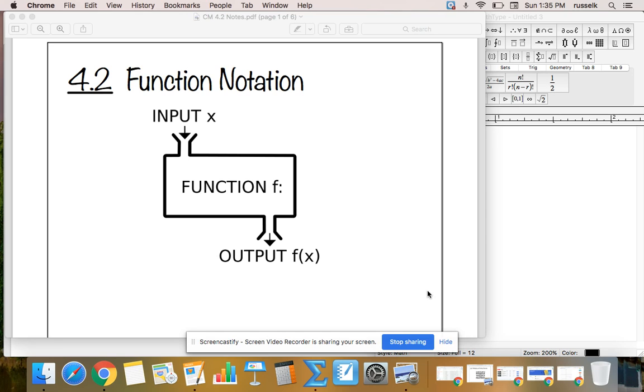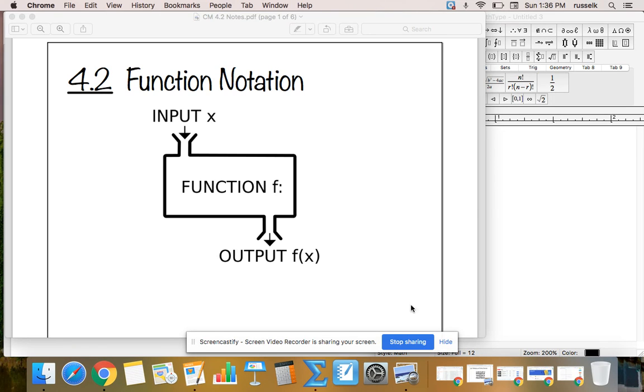Today we are going to go over section 4.2, which covers function notation. Make sure you copy the notes down. I'm not going over those word for word, but we'll work through some examples, hopefully help you out as you're going through this section. So function notation is just a way of writing an equation.